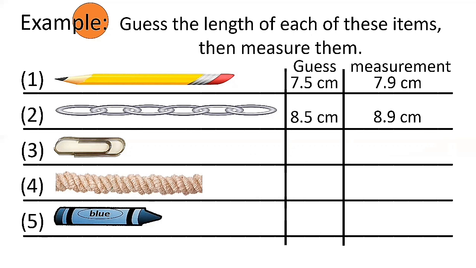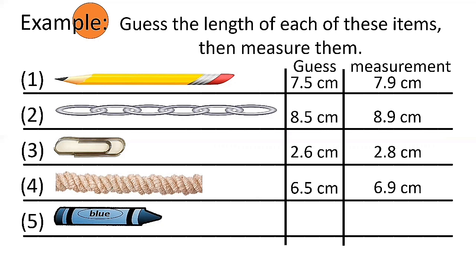Okay, number three, the paper clip. I guess the paper clip is 2.6 centimeters. And when I measure it using the tape measure or a ruler, oh, I got 2.8 centimeters. So that's the real measurement. Number four, the rope. Let's guess the rope. That is 6.5 centimeters. And when I use a ruler and tape measure, I got 6.9 centimeters.